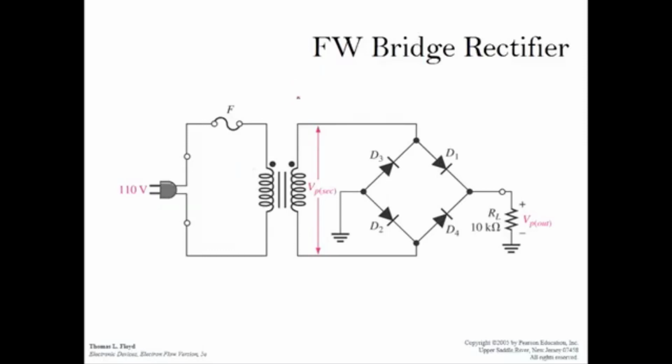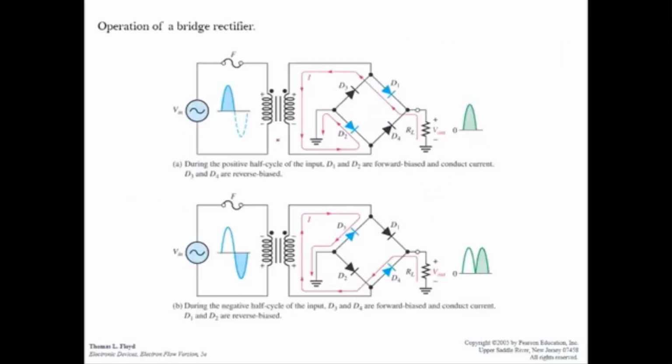Okay, the second type of full wave rectifier is called the bridge. The bridge rectifier uses a normal transformer, and it has 4 diodes: D1, D2, D3 and D4. Okay, this slide shows the operation of the bridge rectifier.